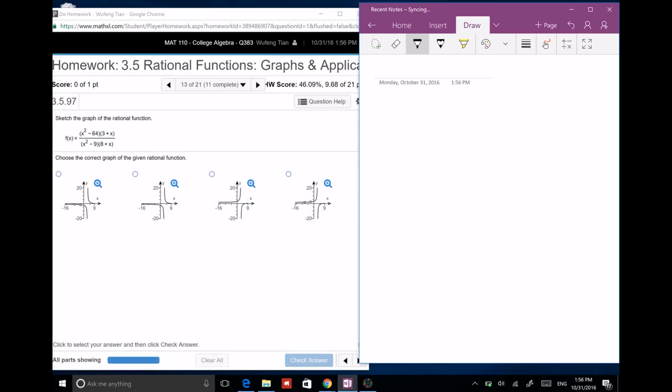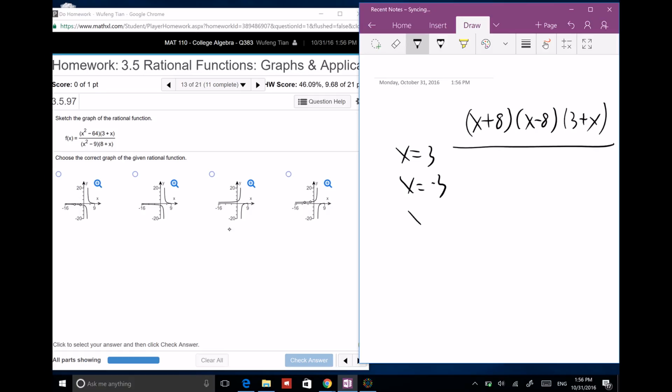Sketch the graph of the rational function. So x equals 3, x equals negative 3. Well, then the thing is, you can cancel it out. You can cancel a lot of things out. We know that these are the vertical asymptotes, x equals negative 8, but x equals plus 8, x plus 3, x minus 3. Something cancels out, this cancels out, this cancels out. So just (x minus 8) over (x minus 3).